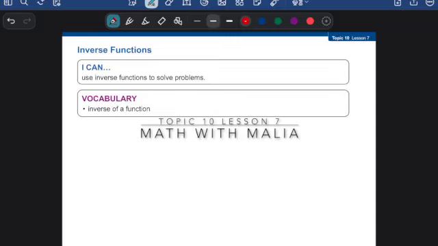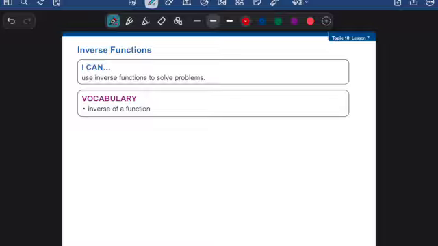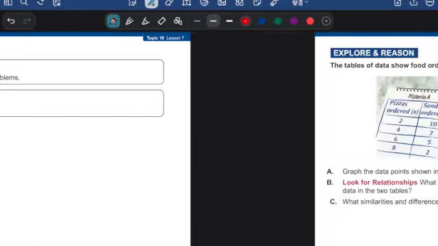Today we're going to cover Savvas enVision Algebra 1, Topic 10, Lesson 7, our last lesson in this topic. And we're going to be learning about inverse functions. After this lesson, you'll be able to use inverse functions to solve problems, and you'll be able to define what an inverse of a function is.